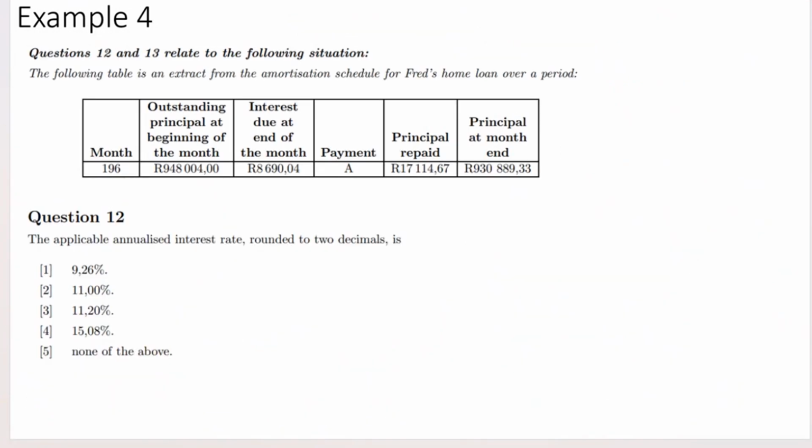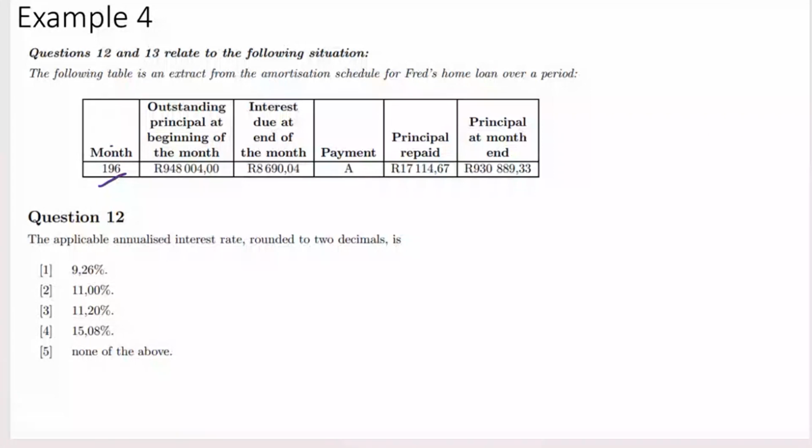Okay, let us look at another example. This example is a schedule for Fred's home over a period. What I want to highlight is when you see this thing, it does not mean you are going to be putting 196 in your formula. This is for one period, and it's monthly. You are working with months, so you know your payments are made monthly. You've got monthly payments, and then here you are asked to calculate your interest.